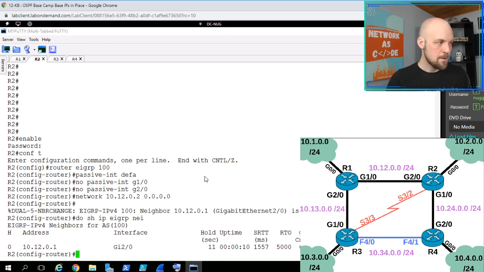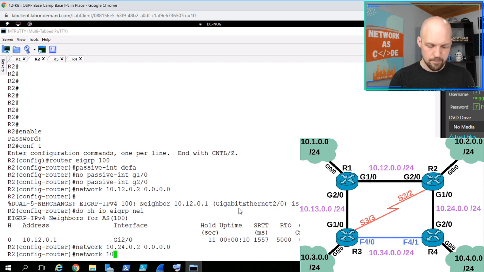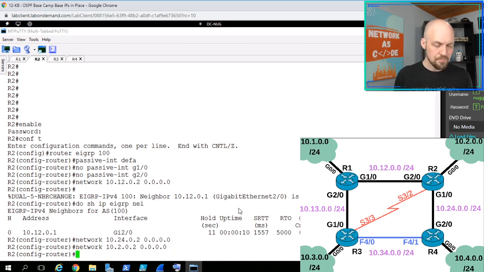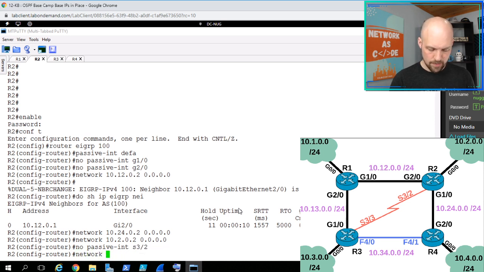All right, very good. So let's go and activate the other interfaces. Let's do a network statement on 10.24.0.2. That should get our connection to router 4, with all zeros. And the back end network, which again would end with .2 too. So we should be good there. Oh, the serial interface. Almost forgot that. So no passive interface serial 3/2. And network on that is 10.12.0. I think I put a typo in there. That should be 23.